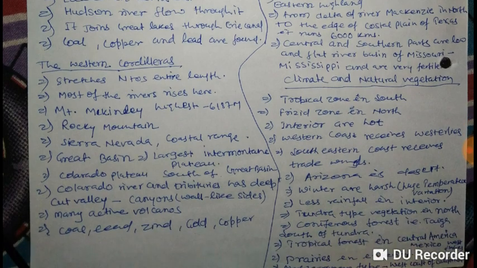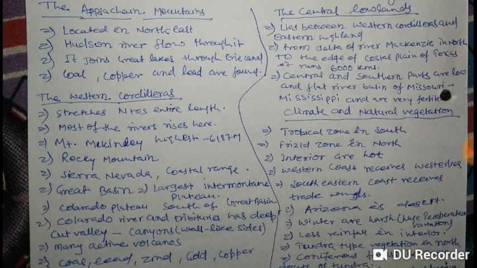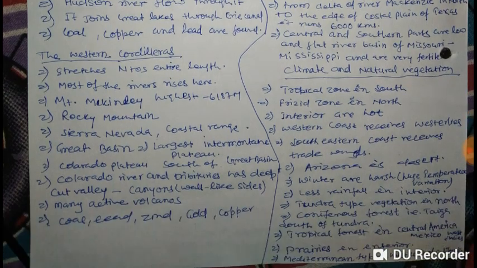Now let's discuss the Western Cordilleras. It stretches north to south along the entire length. I'm talking about the Western Cordilleras. In the western part, it stretches from upper part to lower part, that is north to south. Then most of the rivers rise here. All the rivers such as Hudson River, Mississippi, Missouri, all the rivers rise here.